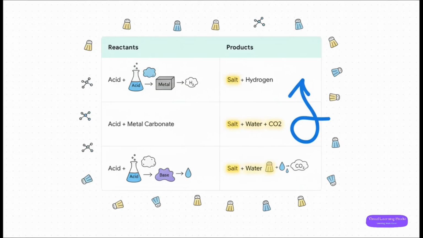Simple. So what happens when acids actually react with other stuff? Well, check this out. This slide reveals a really powerful pattern. Look closely. When an acid reacts with a metal, or a metal carbonate, or even a base, what's the one product they almost always make? You see it? Salt. Recognizing this one single pattern is so much easier than trying to memorize 3 different equations.